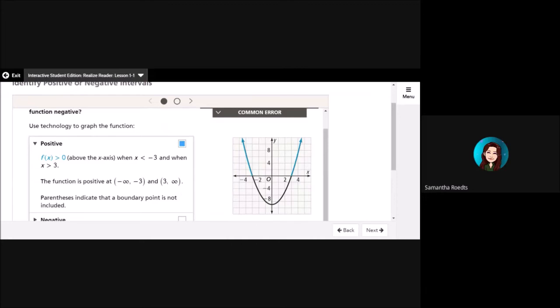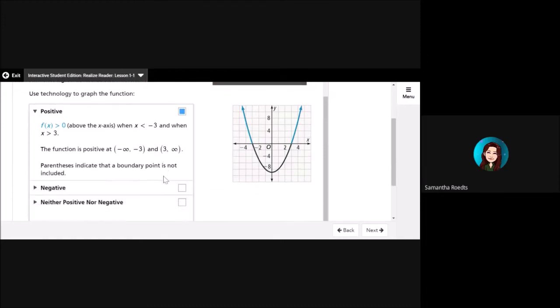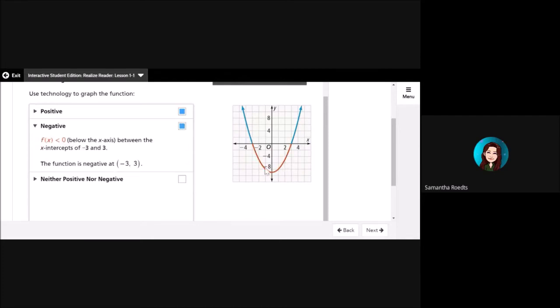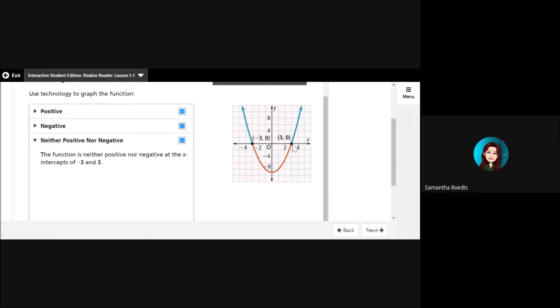Notice that I'm using parentheses and not brackets here. I'm not including the negative 3 and the 3 values because they're actually neutral, neither positive nor negative. Parentheses indicate that a boundary point is not included. If positive was anything above the x-axis, negative is anything below the x-axis. So f of x is less than 0 below the x-axis between the x-intercepts of negative 3 and 3. The function is negative on the interval negative 3 to 3. The two points where it crosses the x-axis are neither positive nor negative. They're neutral points. So the function is neither positive nor negative at the x-intercepts of negative 3 and 3.